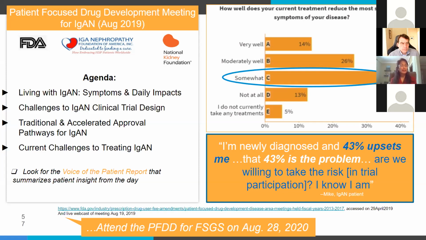Basically, the goal was to talk to patients and have them tell the FDA what mattered to them the most, what symptoms were the most worrisome, and also talk to them about clinical trials. And so Dr. Norman Stockbridge, the head of the cardiorenal division at the FDA, opened up the meeting and said to the patients, "We want to know from you, are you willing to participate in trials, and what should we be looking at in trials?" So throughout the day, there were surveys given to the patients in real time.